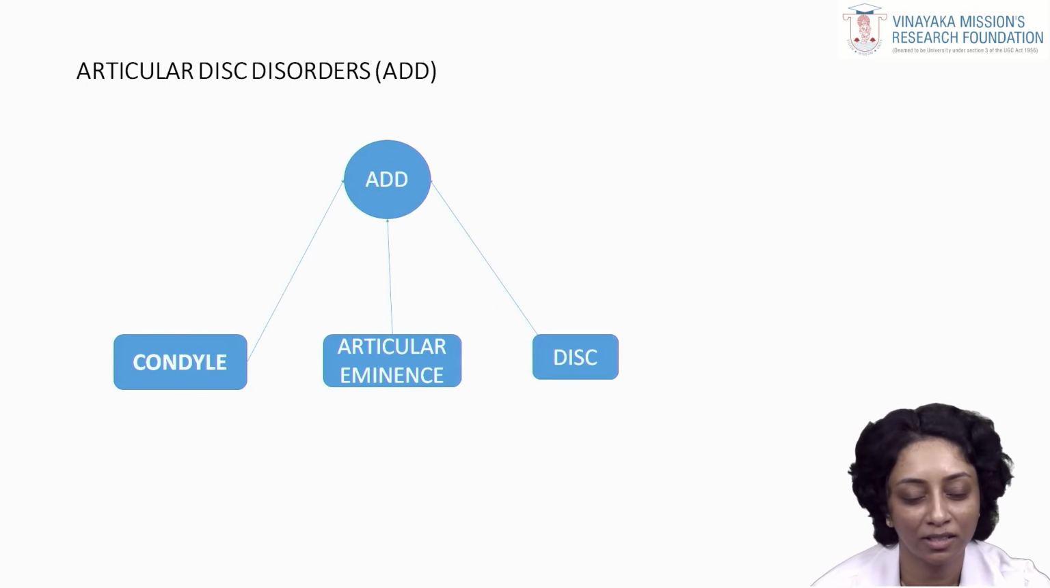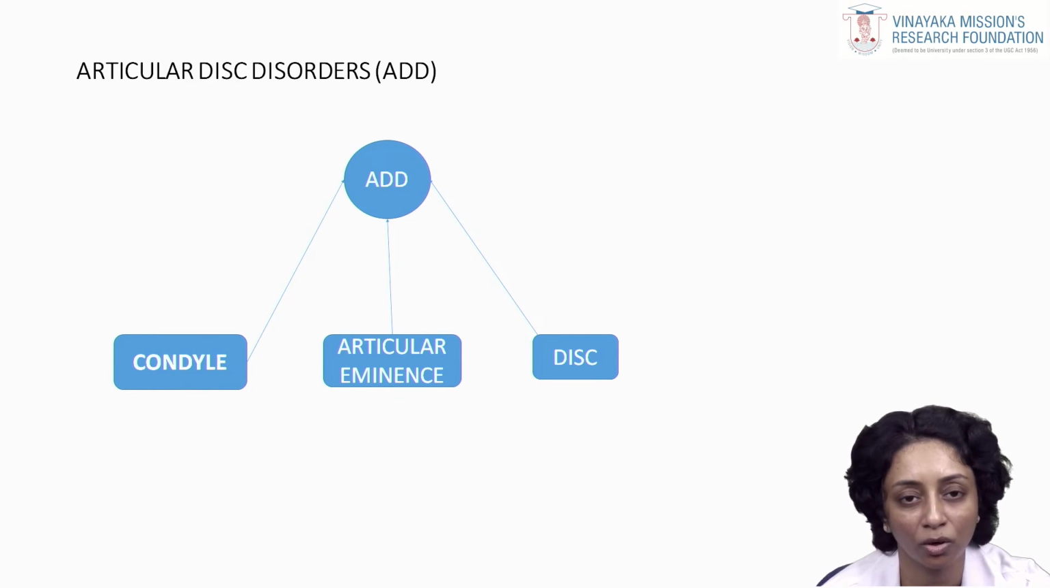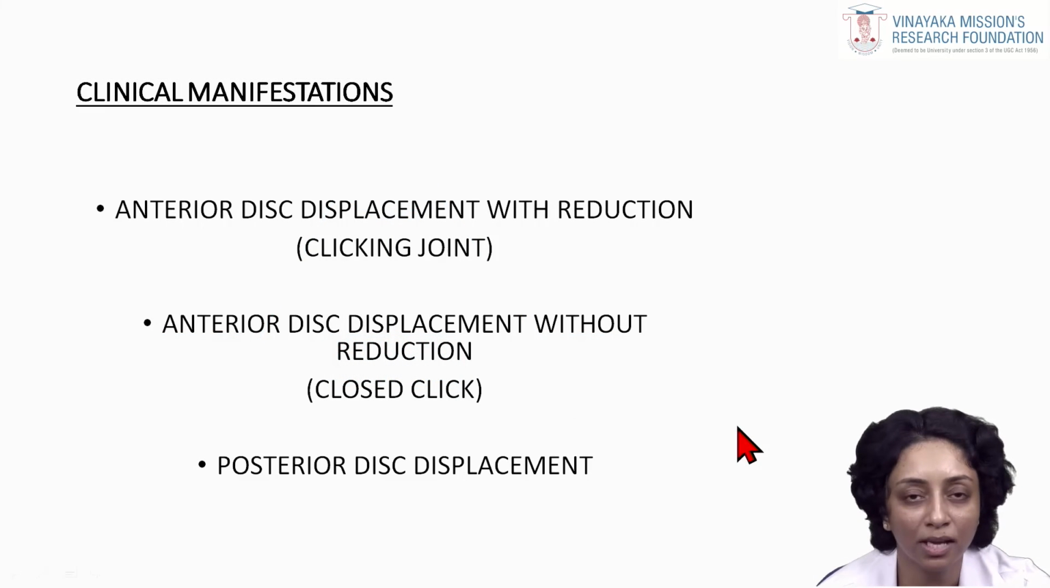Moving to the next disorders, that is the articular disc disorders. Under articular disc disorders, there are three possible components: the condyle, the articular eminence and the disc. If there is any complaint with these three parts, it will lead to articular disc disorders in general. TMJ disorders are among the commonest disorders we elicit in most patients. So how is this articular disorder clinically manifested? It will arise in three categories.